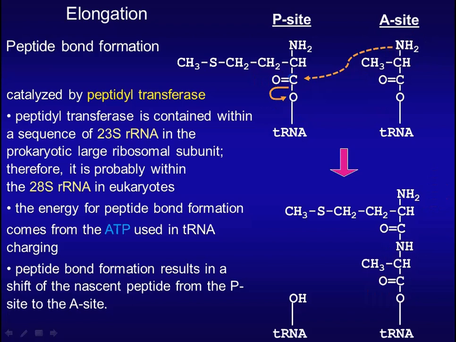This reaction is catalyzed by peptidyl-transferase. This enzyme is contained within a sequence of 23S rRNA in the prokaryotic large ribosomal subunit, corresponding to 28S rRNA in eukaryotes. The energy for peptide bond formation comes from ATP used for tRNA charging.